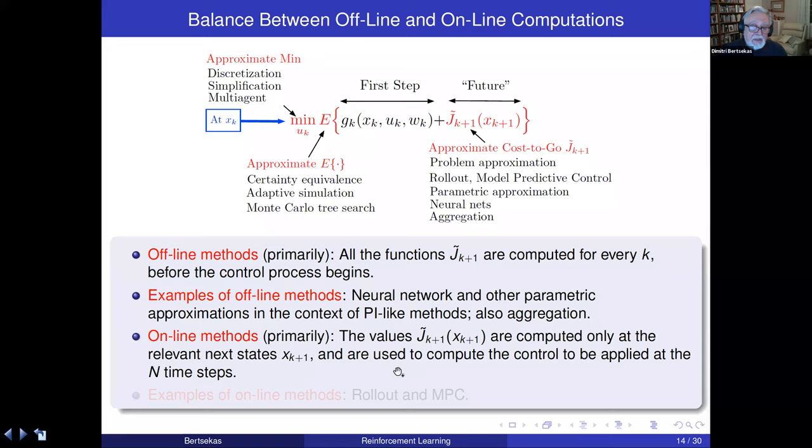Now, methods that are primarily online are the ones for which the J tilde values are computed not at every state, but rather at the relevant next states, which are encountered during the process of control. So there are only n values to compute for an n horizon problem. And the primary examples of these are rollout and model predictive control, which is closely related to rollout. So that's one classification to keep in mind.